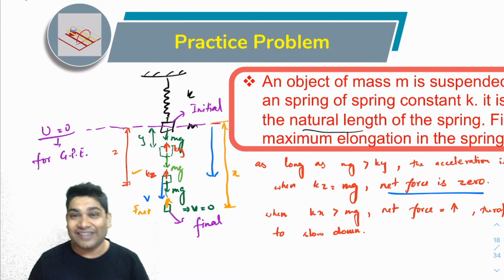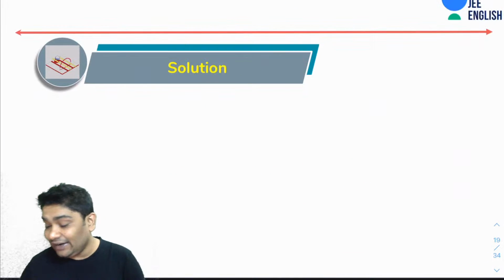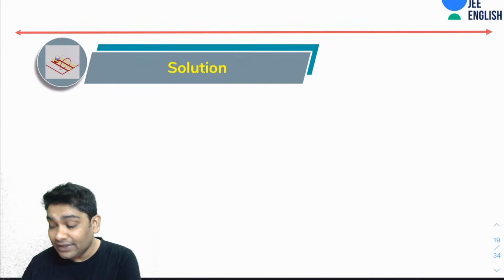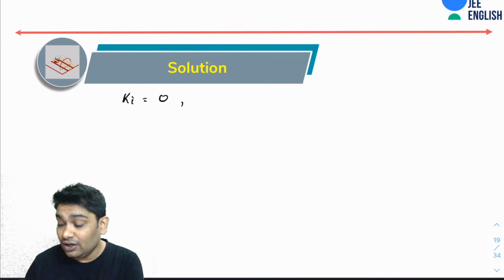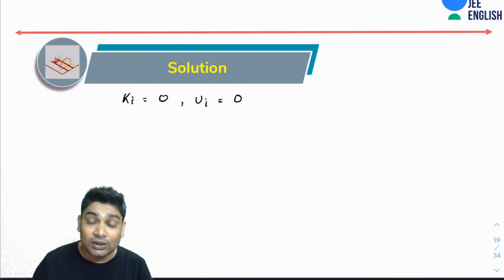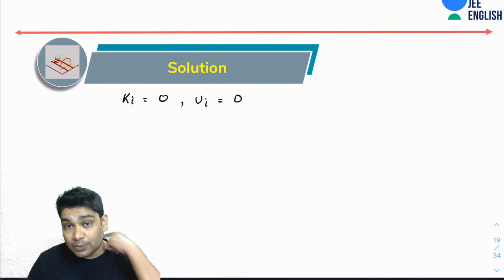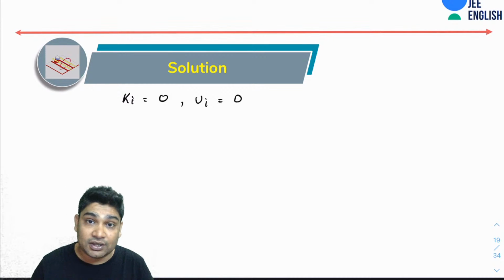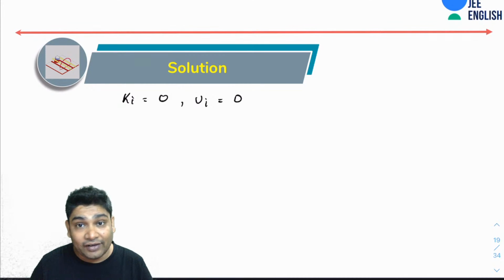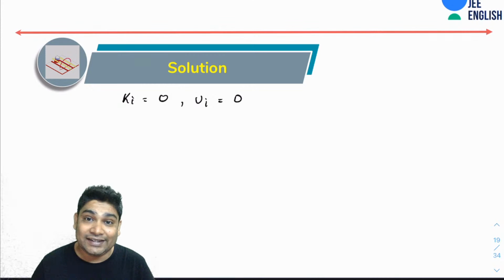Now everything is very easy. So let's write the initial kinetic energy. K initial is 0 because the block is at rest. U initial is also 0. Why? Because both the spring and the gravitational potential energies are 0, right? The spring is at its natural length, so its potential energy is 0. The gravitational reference level is also right there, so the gravitational potential energy is also 0.